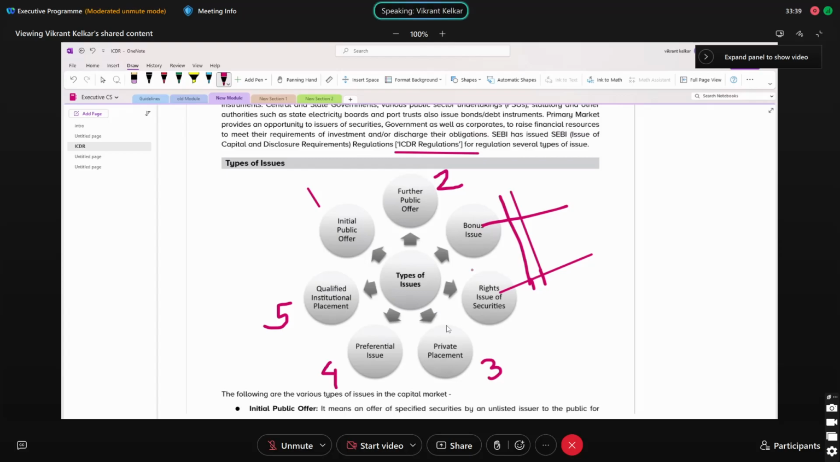बोनस क्या होता है? Issuing free shares to the existing shareholders. Why does the company issue bonus shares? If the company is earning profits, the company is going to declare a dividend out of that profit, and dividend is the income of the investor. Is that so? Yeah.